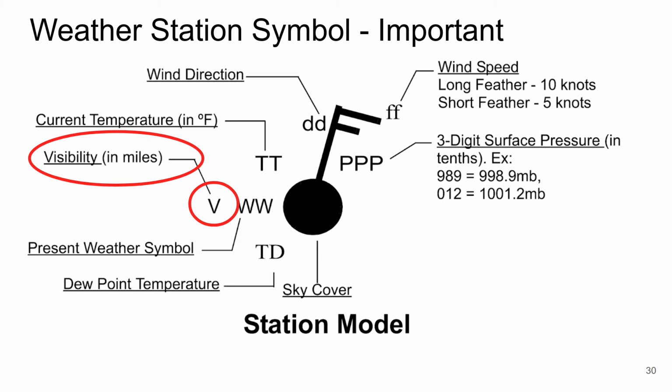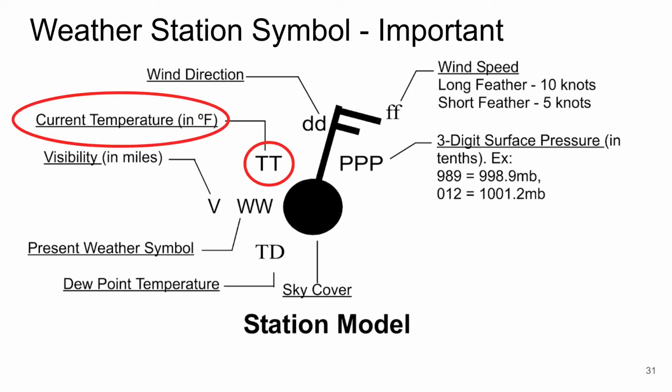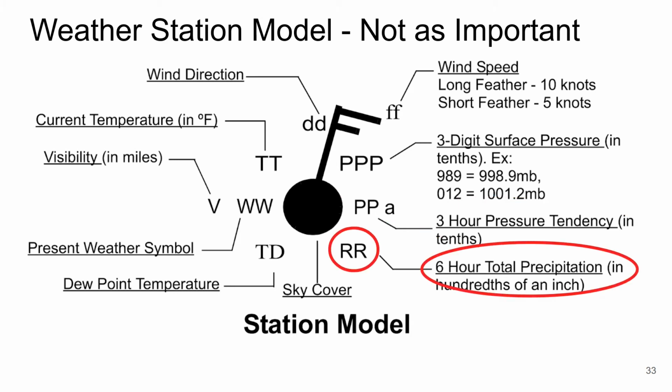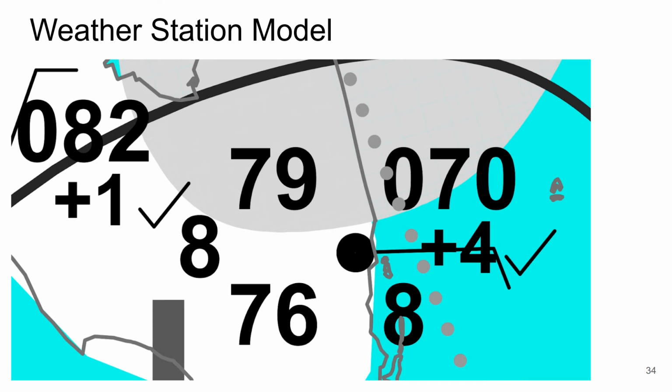Visibility in miles, I'm probably not going to ask you about that. It's interesting, but whatever. It's not as interesting as air pressure and humidity. 3-hour pressure tendency, probably not going to ask you about that. 6-hour rain precipitation, probably not going to ask you about that. Although it's interesting, expressed in hundredths of an inch. So what the hell? This is the way it's going to look on the map.